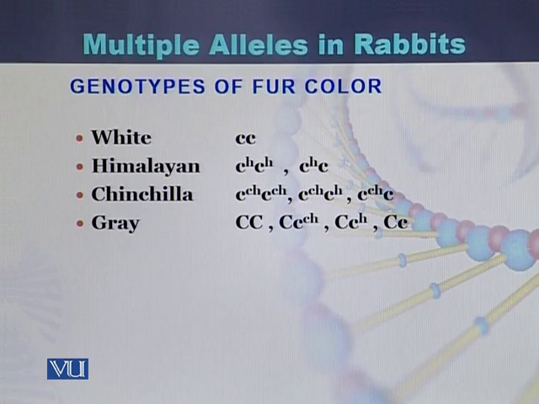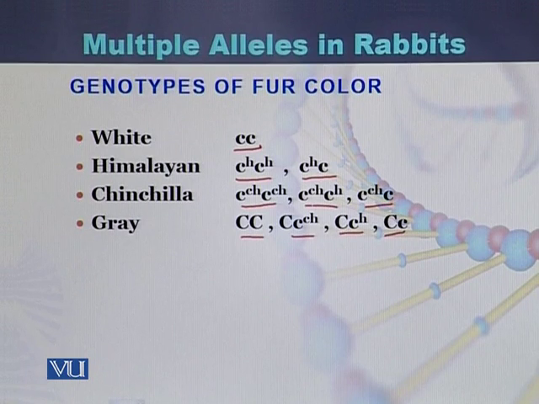So there are 10 different genotypes because there are 4 different alleles. If there are 4 different alleles, then 10 different genotypes will be produced. White will be when the allele C is in homozygous recessive form. Himalayan will be when there is the H allele. Chinchilla will have 3 different genotypes, while the gray will have 4 different genotypes. So there are 10 different genotypes.